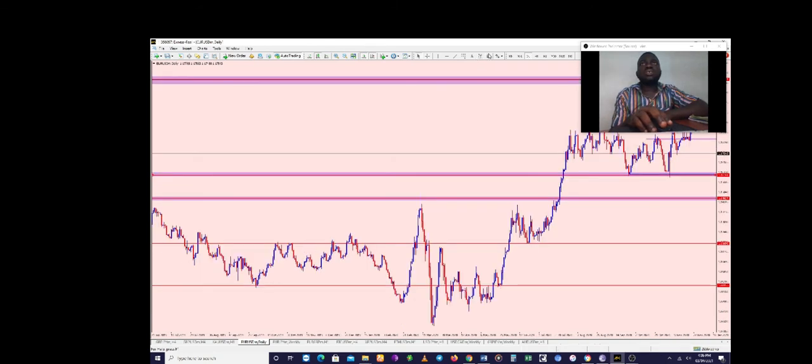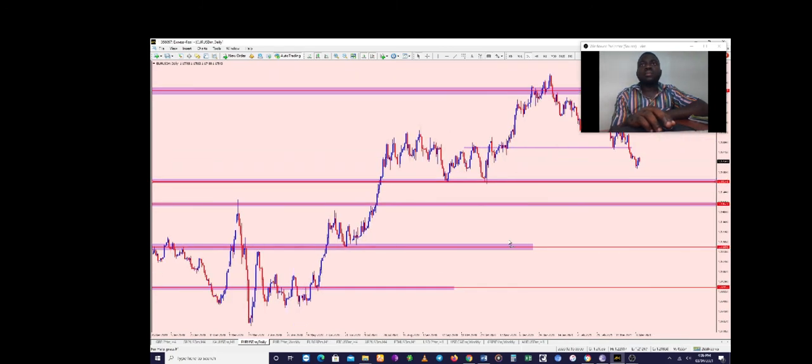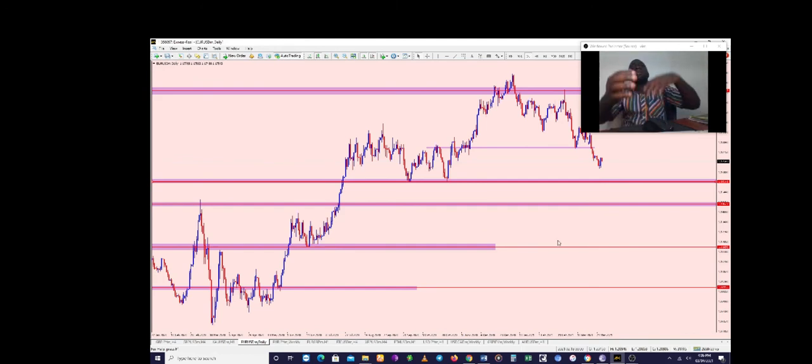So when I use my tool, I'll label this level as a zone. I'll label this level as a zone. So going forward, I know what to look out for. And here too, I'll also label it as a zone. So going forward, I'll also know what to look out for. So you see, when I label the price like this, it makes it so clear for me to know which levels I am looking at.